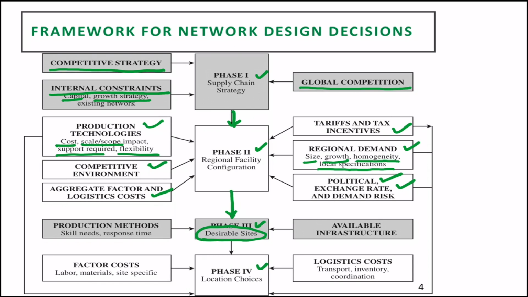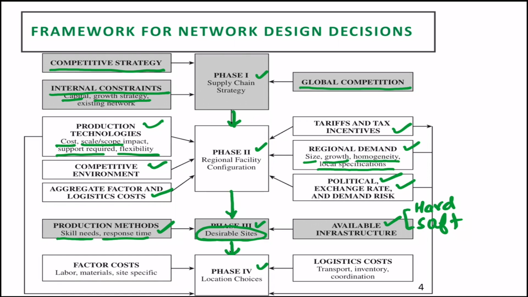Obviously, production methods is an important input. So what skills will be needed at these production sites? What is the response time? And managers also must take into account what is the available infrastructure. There could be hard infrastructure requirement in terms of availability of suppliers and whether or not transportation services are available, communication services, utilities, warehousing facilities, etc. And soft infrastructure requirements could include whether or not skilled workforce is available.